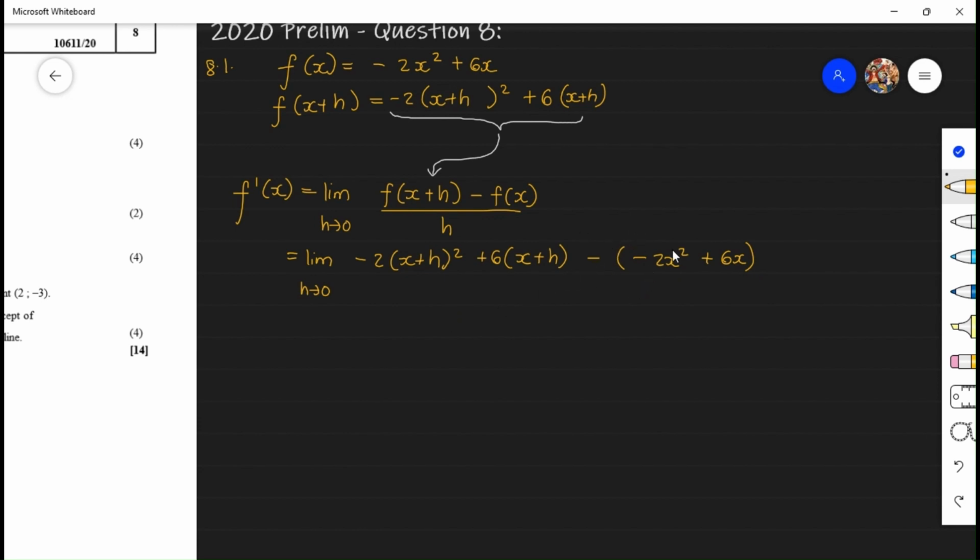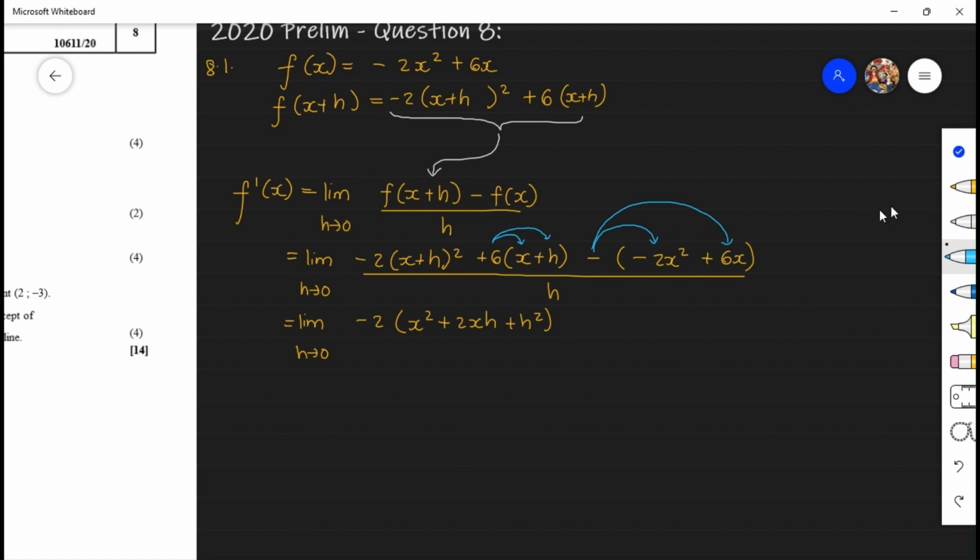The reason that we put a bracket in front of the terms that we are substituting is because this negative is going to affect both terms. So don't forget to bring down your over h. From here, we can bring down the limit as h approaches 0, and we can now start to simplify our numerator. So I'm going to bring down negative 2, x plus h all squared becomes x squared plus 2xh plus h squared. Now we can multiply positive 6 into the bracket.